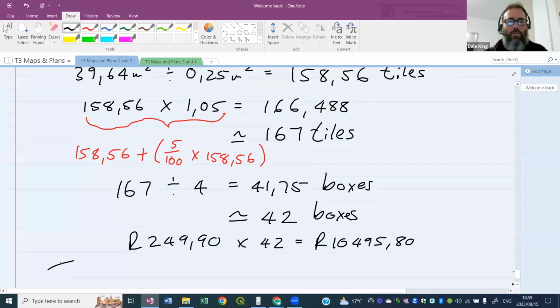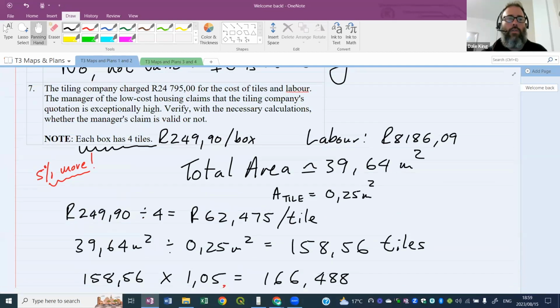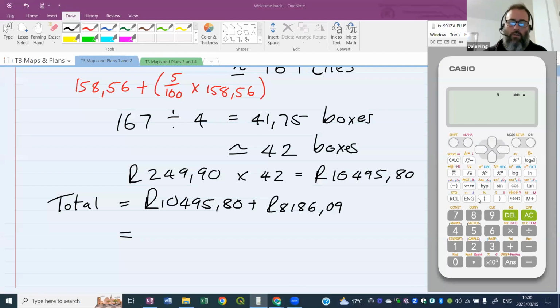So the total for this job is the tile price, which is 10,495 and 80 cents, plus the labor. What is the labor? Go all the way back up. Here it is. I'm just going to copy. There's the labor. Bring it down. That's my labor cost. So what will the total cost be? We're going to do it together.